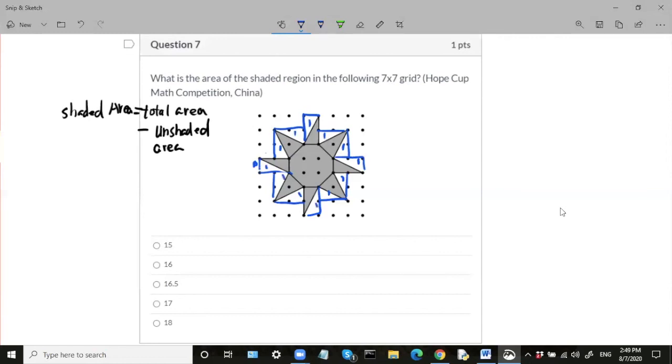So then what we have here is all rectangles, right? So let's connect these dots to form rectangles. It's easy to calculate rectangle area, right? It's 3 times 1, 3, 2 times 1, 2, 3, 2, 3, 2. So we just need to add all these areas. That's the unshaded area.